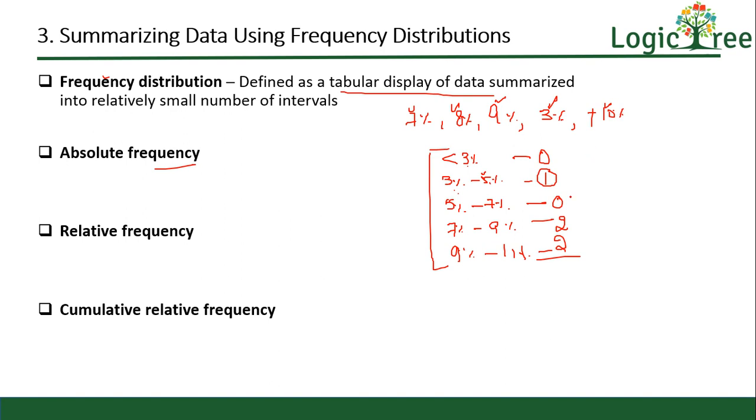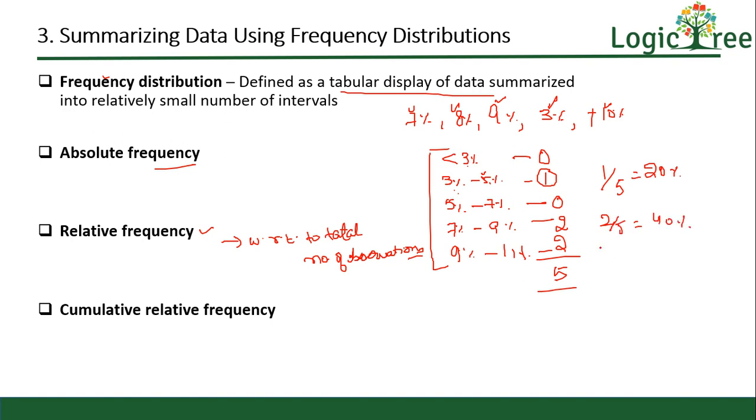Next comes the concept of relative frequency. Relative frequency is with respect to the total number of observations. So in this case I have a total number of observations of 5. So the relative frequency of the 3 to 5% interval is 1 upon 5, or I would say 20%. While for 7% to 9% it is 2 upon 5, equal to 40%. Similarly for 9 to 11% it is 40%.